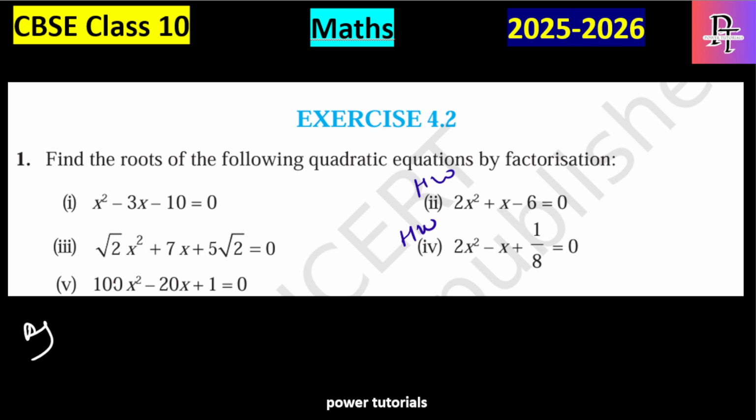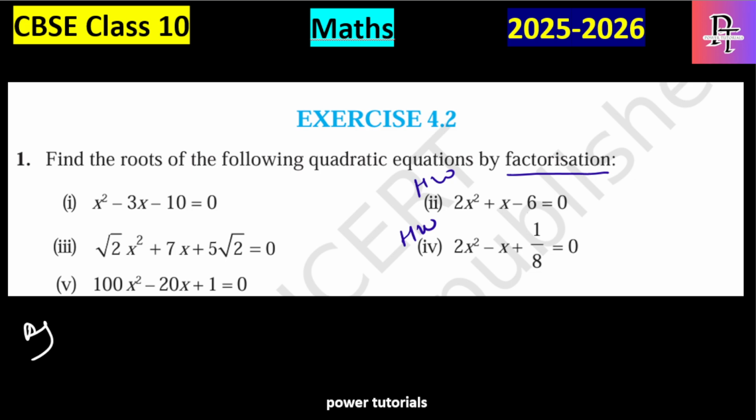Start with the first question: find the roots of the quadratic equation by factorization method. In the previous video I discussed what the factorization method is. We get the multiplication of the a and c coefficients, and divide the middle term into two values, which can be a sum, an addition, or a combination of both, so that the product should be the exact value of a into c. We'll see how it is done.